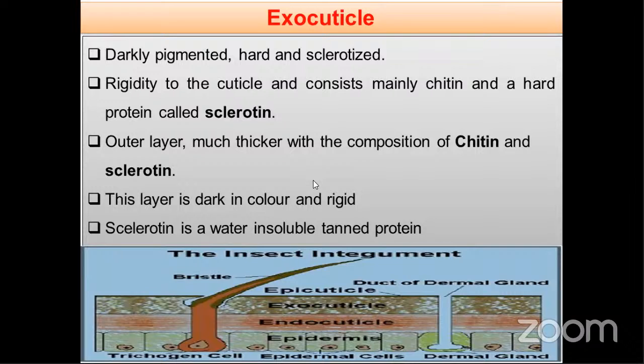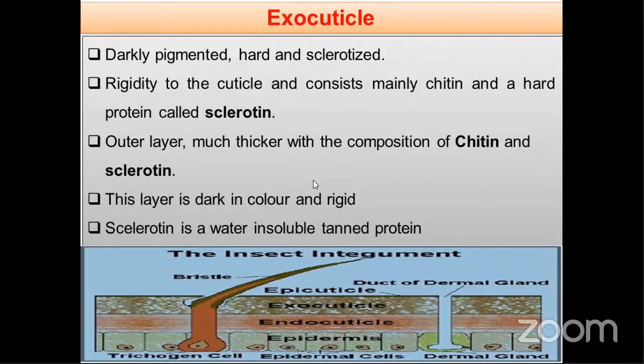The outer layer is much thicker, with a composition of chitin and sclerotin. This layer is dark in color and rigid. Sclerotin is a protein that is water insoluble because it is a tanned protein. But arthropodin is a water soluble, untanned protein. So arthropodin is different, sclerotin is different. Don't confuse these terminologies. Sclerotin means water insoluble, a tanned protein.